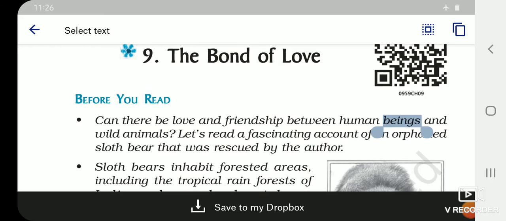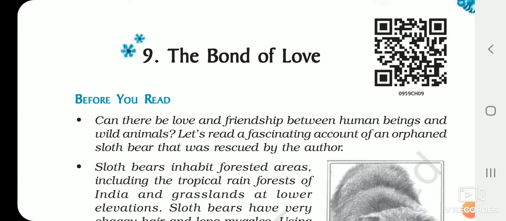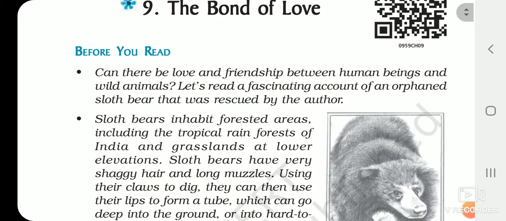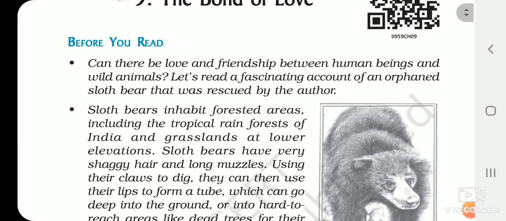So let us start. As you can see, this is a very interesting chapter, and this chapter is about a bear, a pet that a family has, and what challenges they had to face, and how they were able to overcome those challenges. Now, as the starting says, can there be love and friendship between human beings and wild animals? Let's read a fascinating account of an orphaned sloth bear that was rescued by the author. Now, here orphaned means that the bear lost its parents.